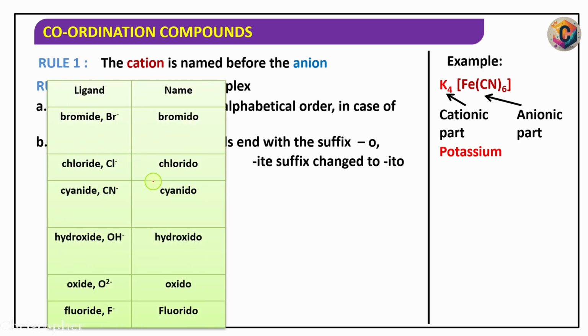Clear? So I have given the list. Bromide, which has a negative charge, has to be changed into bromido. Chloride has to be changed into chlorido. CN minus, cyanide, has to be changed into cyanido. OH minus, hydroxide, has to be changed into hydroxido. O2 minus, oxide, has to be changed into oxido. Fluoride, F minus, changed into fluorido.